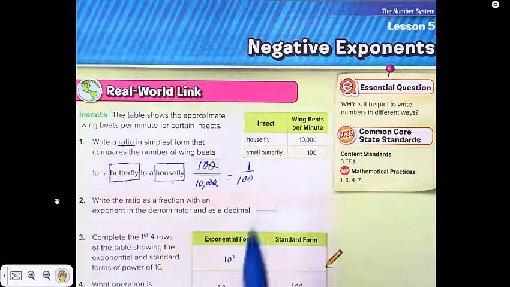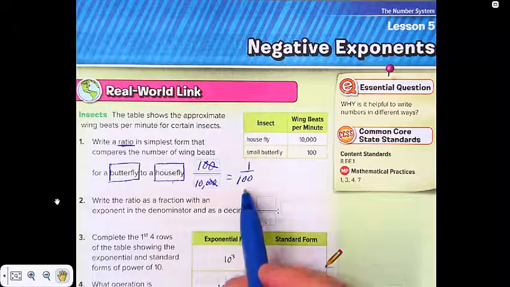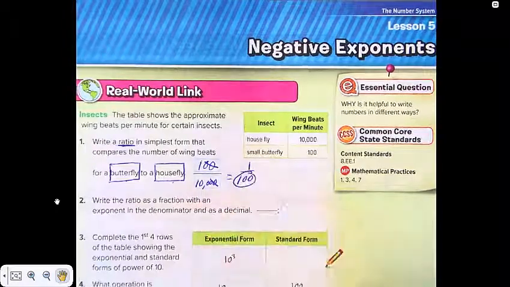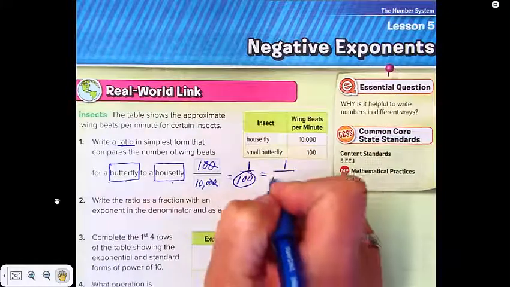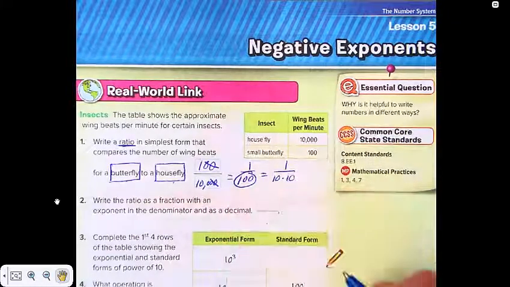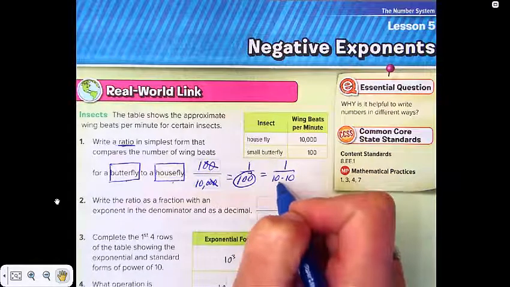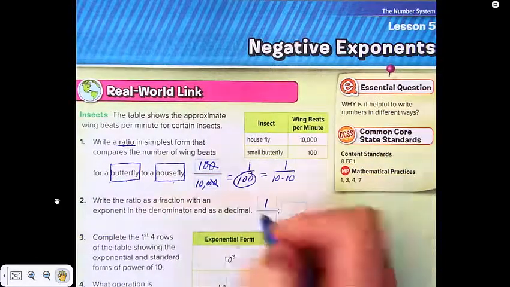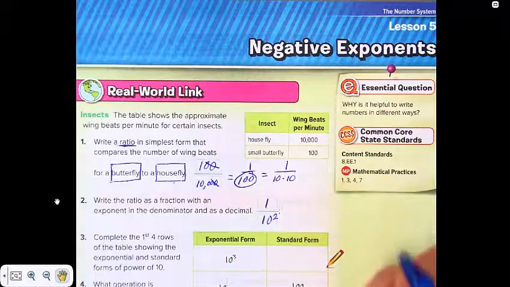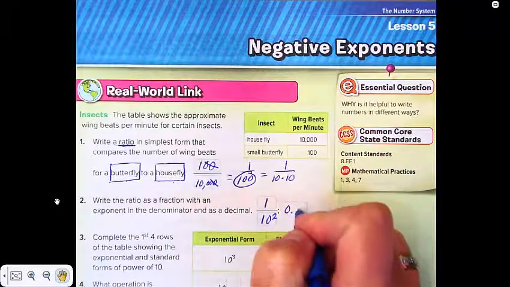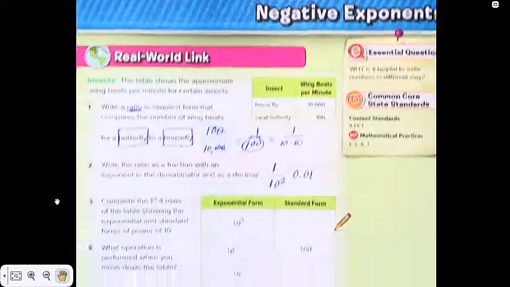Now let's say that I want to put an exponent as my denominator. I don't want this to be 100. So I have to think, well, what times what gives me 100? Well, the answer is 10 times 10. So I could rewrite this as 1 over 10 times 10. And if I wanted to use a power, how many 10s do I have? Well, I have 2 of them. So it's 1 over 10 to the second power, or 0.01.